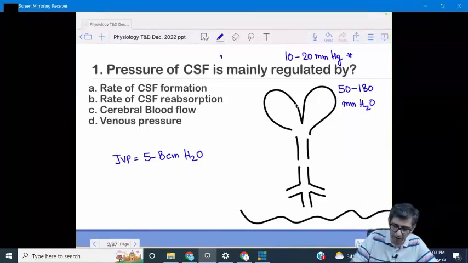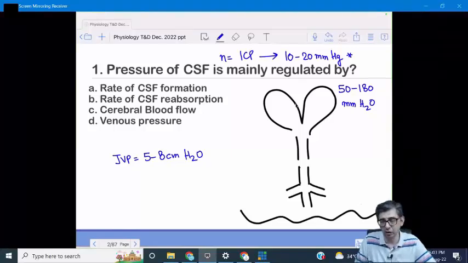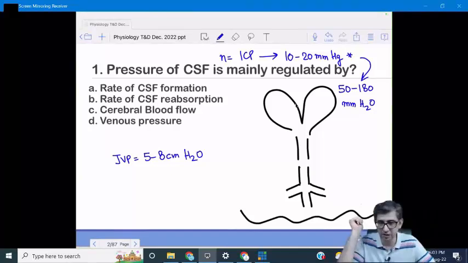As far as normal intracranial pressure is concerned, there are two alternative definitions. Anything more than this would be called raised ICP in a person. The values are 10 to 20 millimeter of mercury and 50 to 180 millimeters of water.